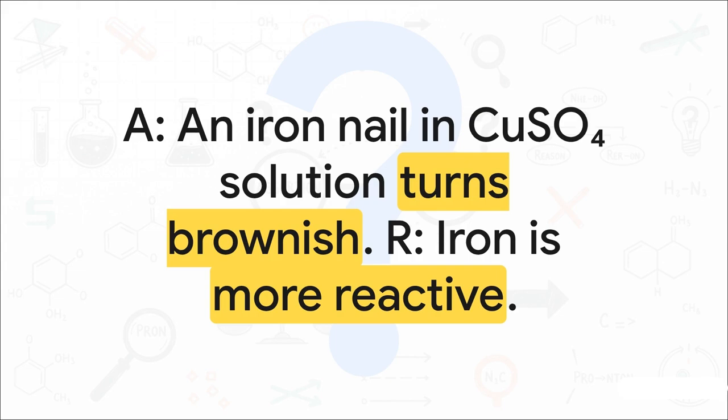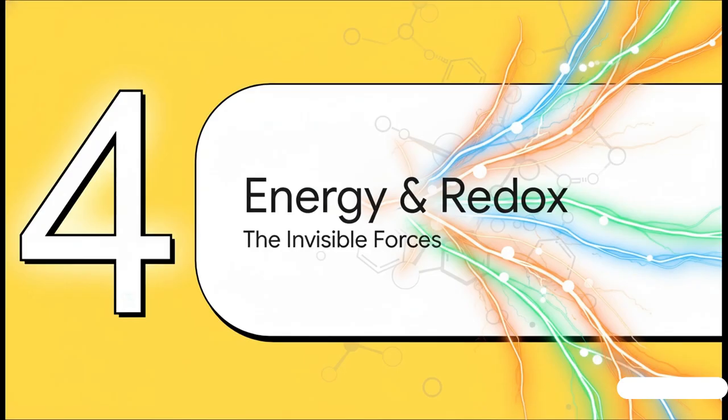Final question: does the reason explain the assertion? It sure does. The fact that iron is more reactive is precisely why it kicks the copper out. And that copper is what forms the brownish coating. Another perfect match. Okay, so we can spot the what.